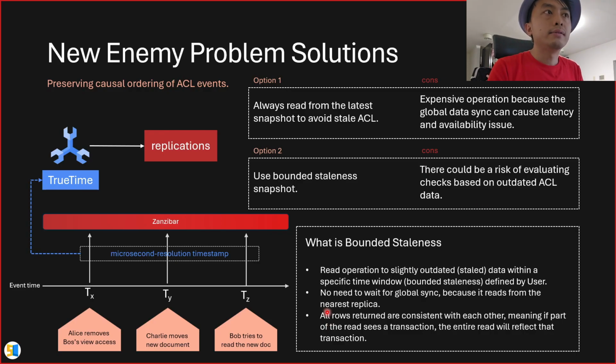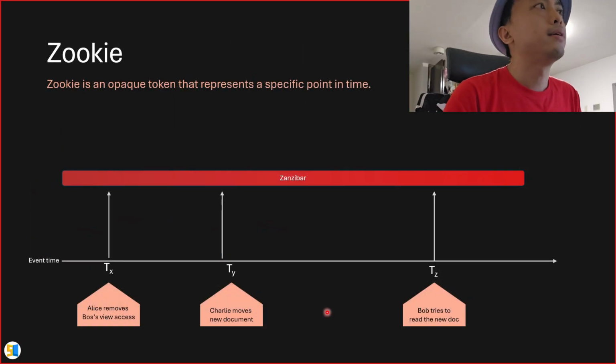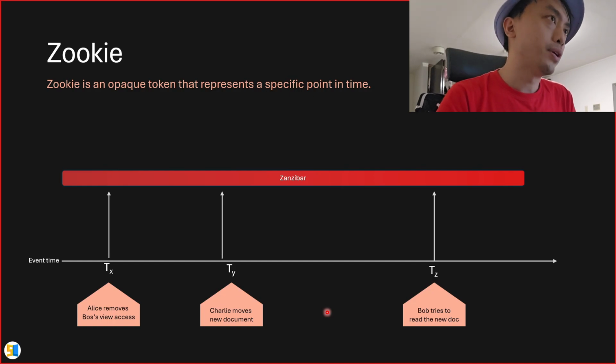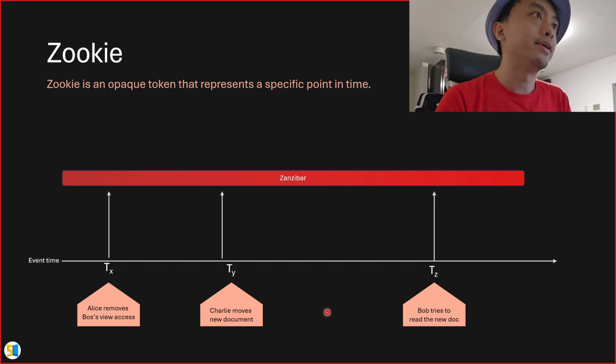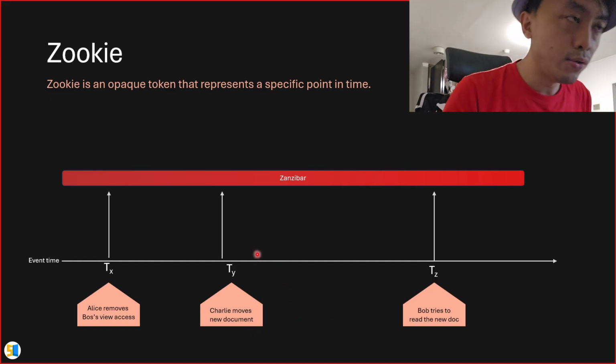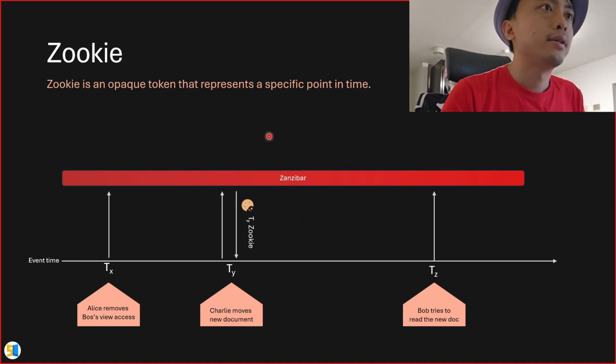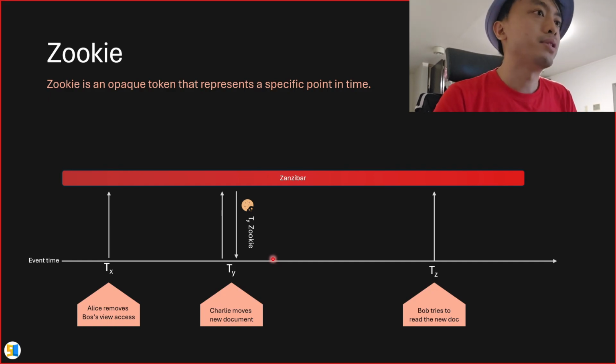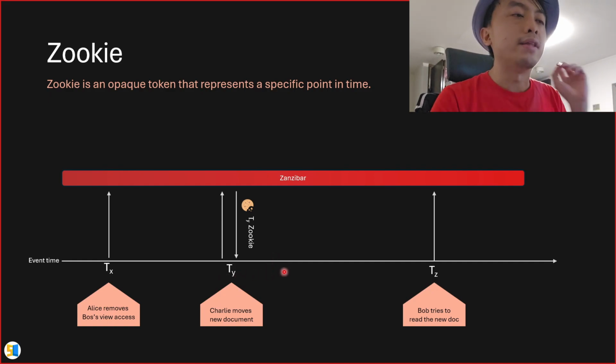So how did Google improve this solution? They introduced Zookie, a Zanzibar cookie, which is an opaque cookie. Opaque cookie means the cookie is not visible like a cookie in a website. It's a token enforced inside the system that represents a specific point in time. What does it mean? It means that when Charlie moves the new document into the folder, the response of Zanzibar will include a cookie, Zookie, of timestamp Y for that document.